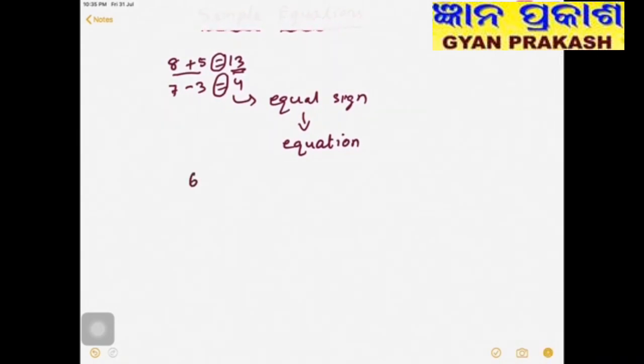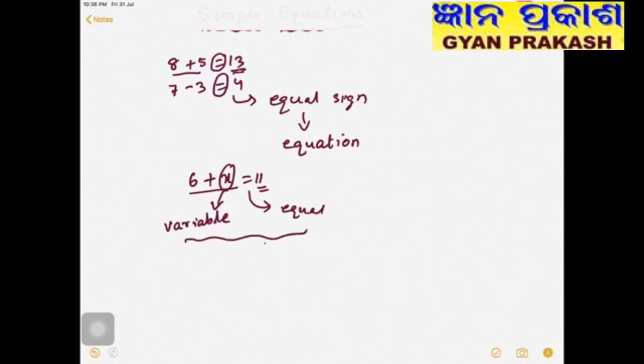If I write 6 plus x equal to 11, here you can see there are some numbers and a variable. You have already learned what variables are. So we have a variable and it is added to a constant term. Now we get one result, that is 11, and in between them there is an equal sign. This statement is called an equation.